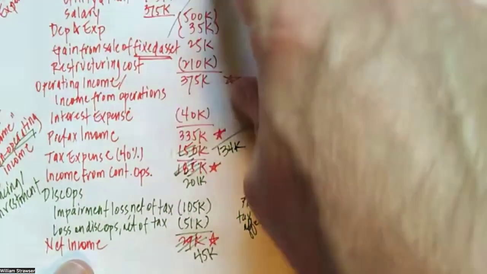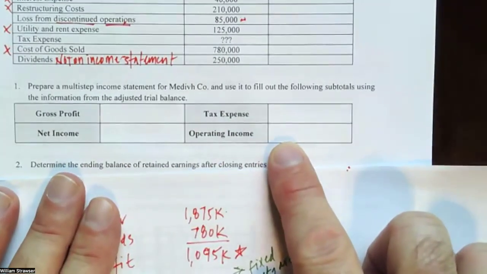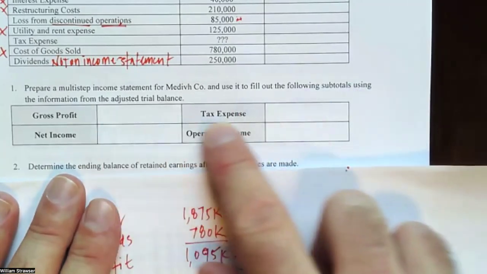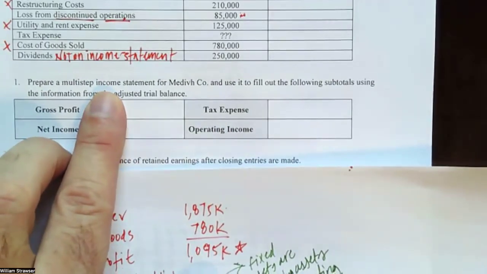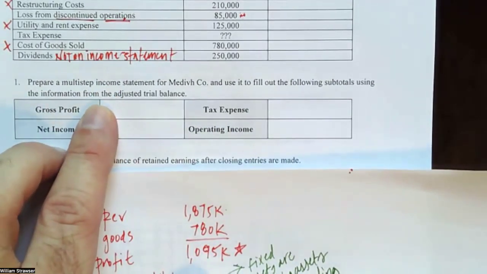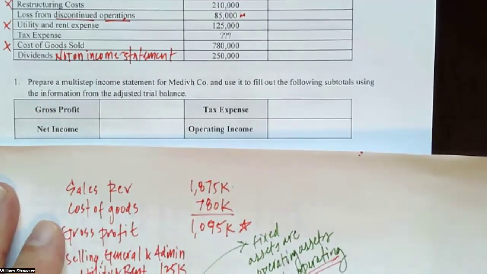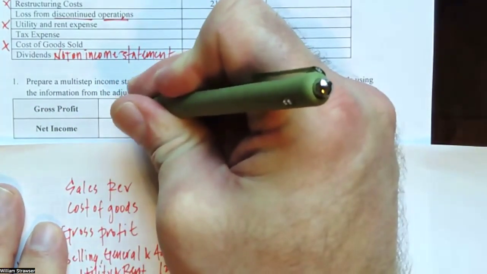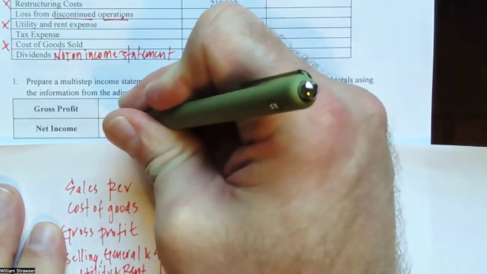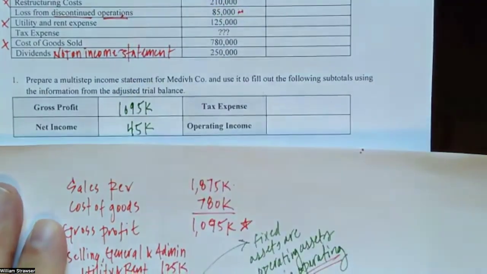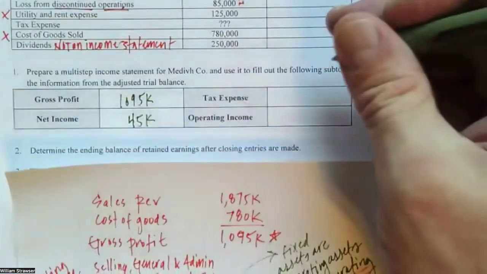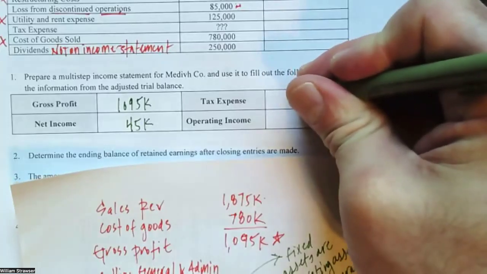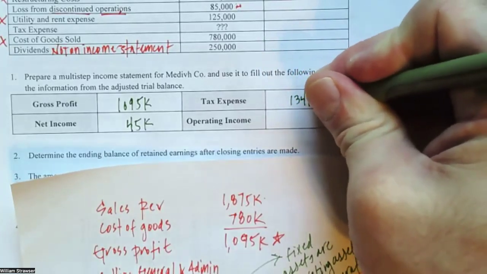Okay, so this is the entire thing. Then we just need to fill out what we have here. These are the subtotals from the multi-step income statement derived from the adjusted trial balance. So my gross profit would be 1,095. My net income is 45. Tax expense in this case is just asking you for what's on the multi-step income statement. 134 would be what's reported as tax expense on the income statement.